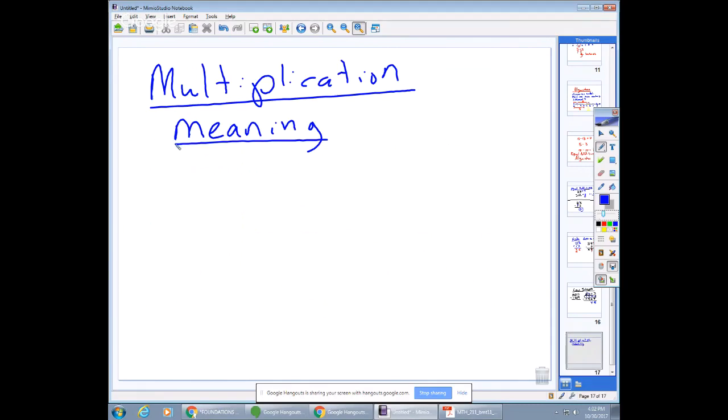What I want you to do is think of a very simple multiplication problem and then come up with, why is the answer what it is? Why is the answer what you think it is? Write down the problem, write down the answer, and either draw a picture to illustrate it or explain why that answer has to be right.